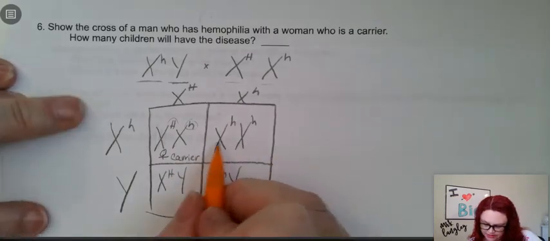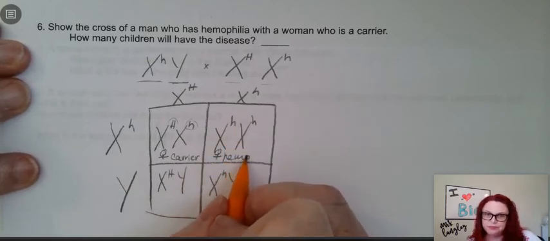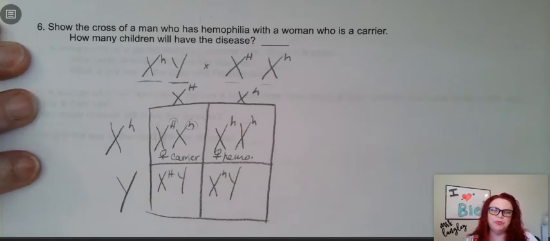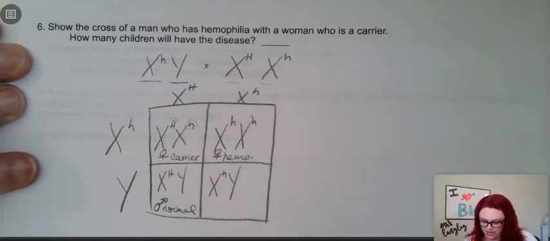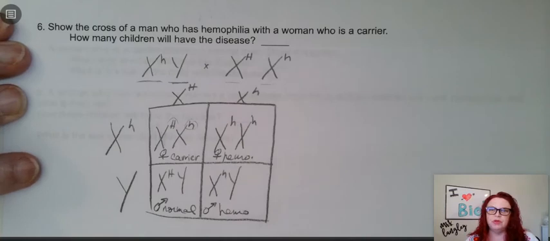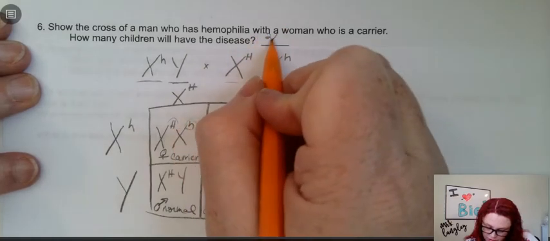Here I have 2 X's. That means female. But 2 lowercases. That means they have hemophilia. I'm going to abbreviate hemo. I have an X and a Y. That means male with a capital letter. That means normal. And I have X with a lowercase with a Y. So that is male hemophiliac. Okay, how many children will have the disease? Well, this is carrier, normal, hemo, and hemo. So that's 2 out of 4, or 1/2.